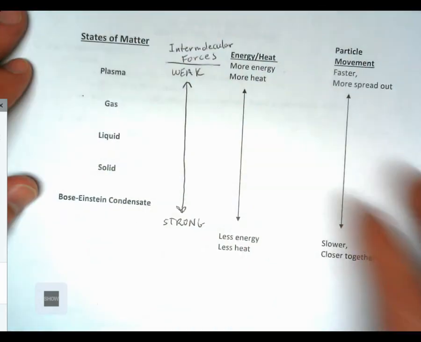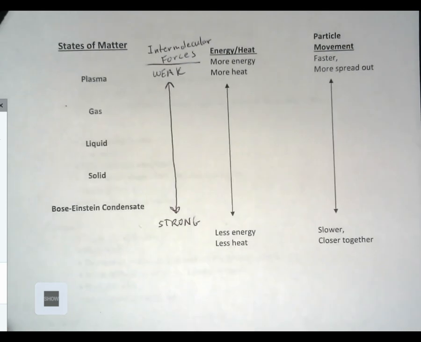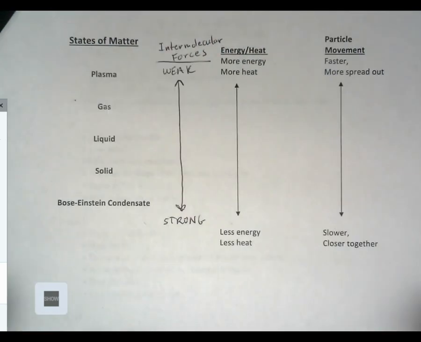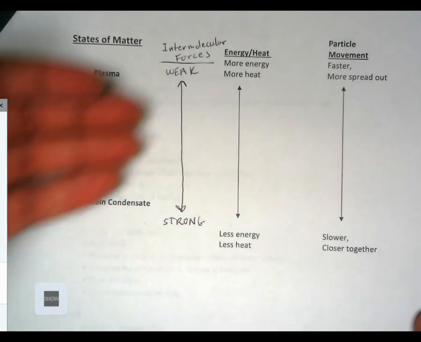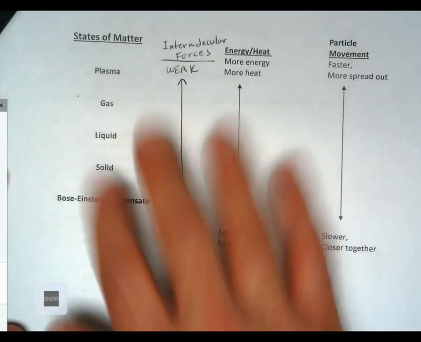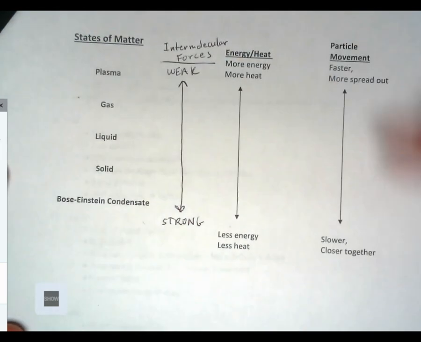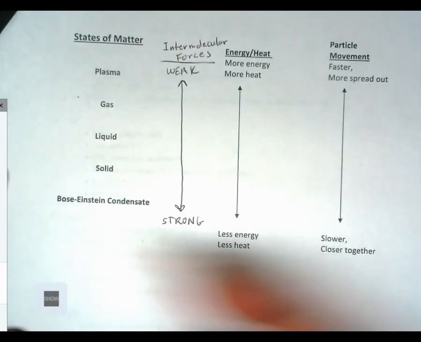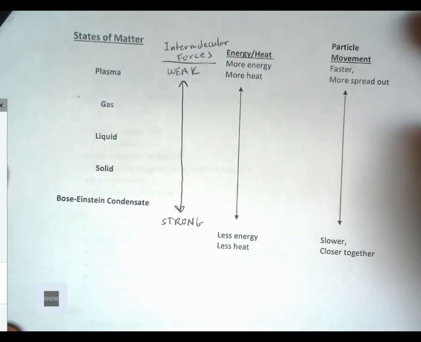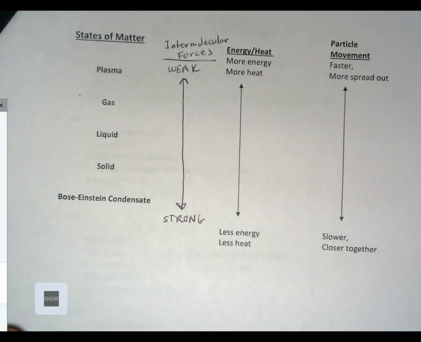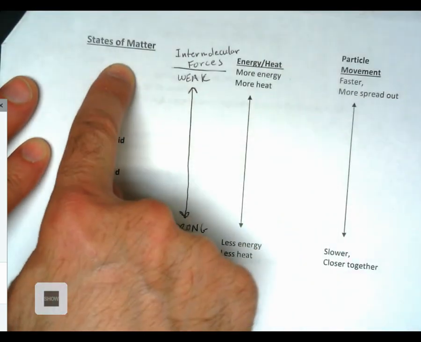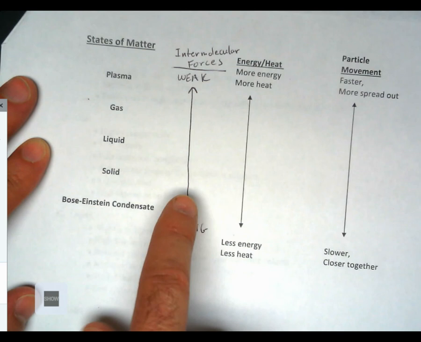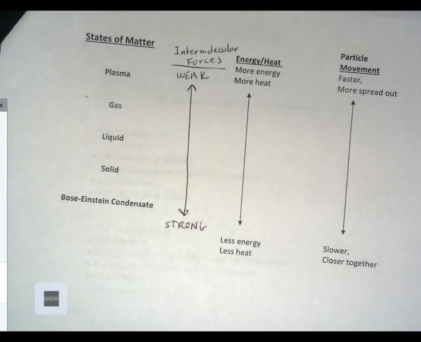Okay, let's flip it. This is an old copy, so I updated yours with this thing in it. This little diagram just lists the states of matter. Basically, I've given you a little diagram so you can understand the relationships between the different states of matter and what is happening to the intermolecular forces, the energy or heat, and the particle movement. For example, as you go up this list, the intermolecular forces, the forces between the molecules, get weaker.